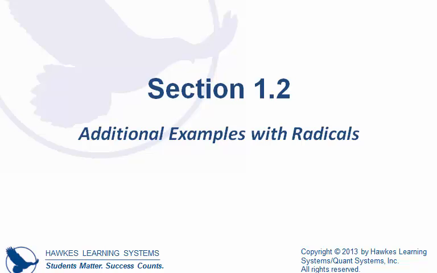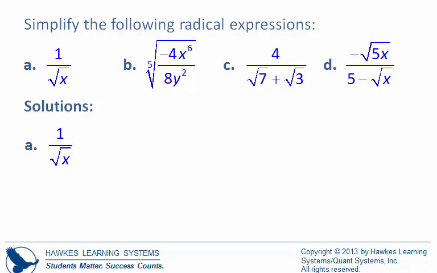We'll now look at some additional examples involving radicals. Our first example shows 4 parts. Let's begin with part A. Part A asks us to simplify the expression 1 divided by the square root of x.